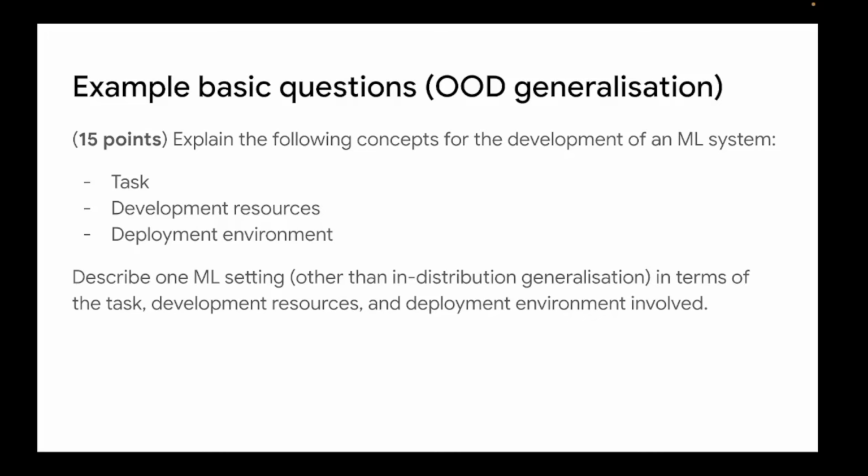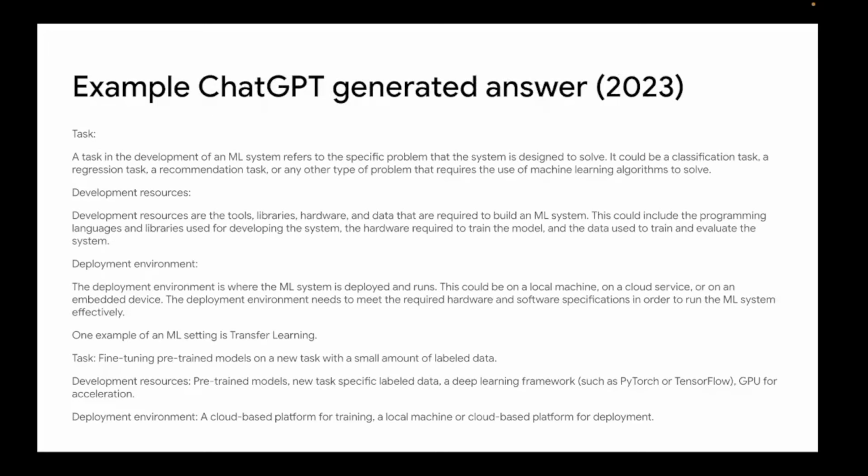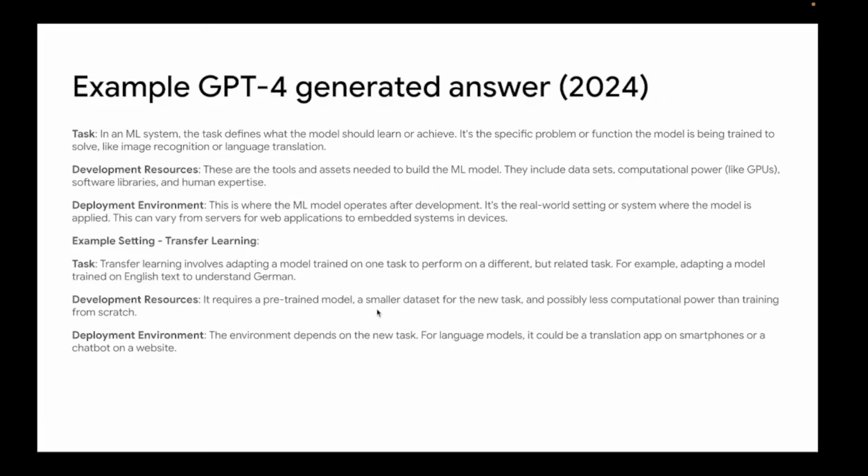Explain the following concepts: task, development resources, deployment environment. And then describe one machine learning setting other than in-distribution generalization, because that's super simple. And you have to explain the task, development resources, and deployment environment in that case. I'm going to show the example answer from ChatGPT. It did a decent job, actually. This is actually from 2023 last year, and this is from this year. Maybe let's go through the answer this year, which is apparently better than last year.